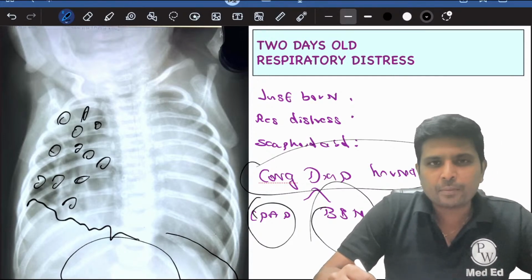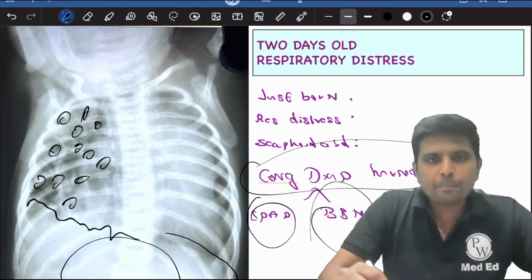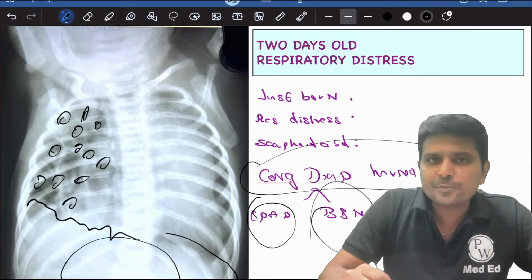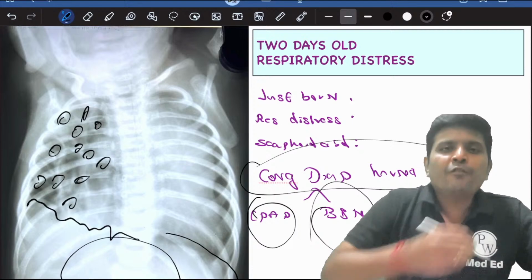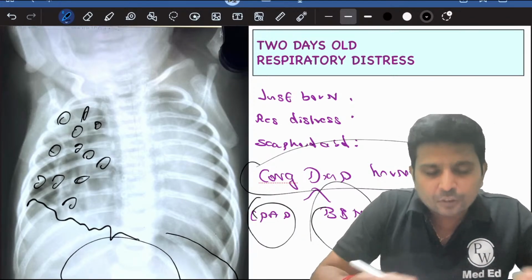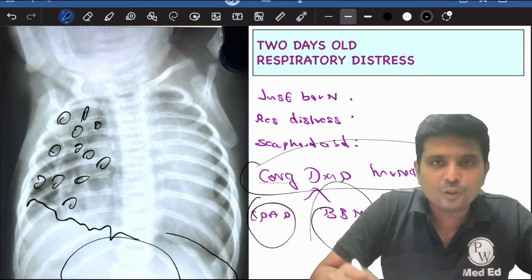with congenital diaphragmatic hernia. Okay, second point, whenever any child has neonatal respiratory distress along with frothing from the mouth, it means tracheoesophageal fistula.